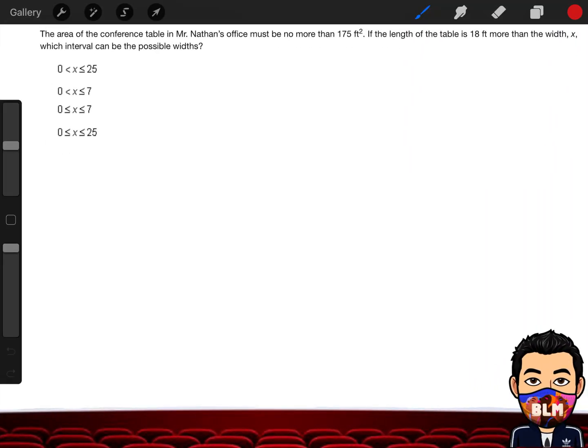Last question. The area of the conference table. Understand first, area is length times width. Now they're going to give you a couple of pieces of information. So no more than 175. So no more than 175.